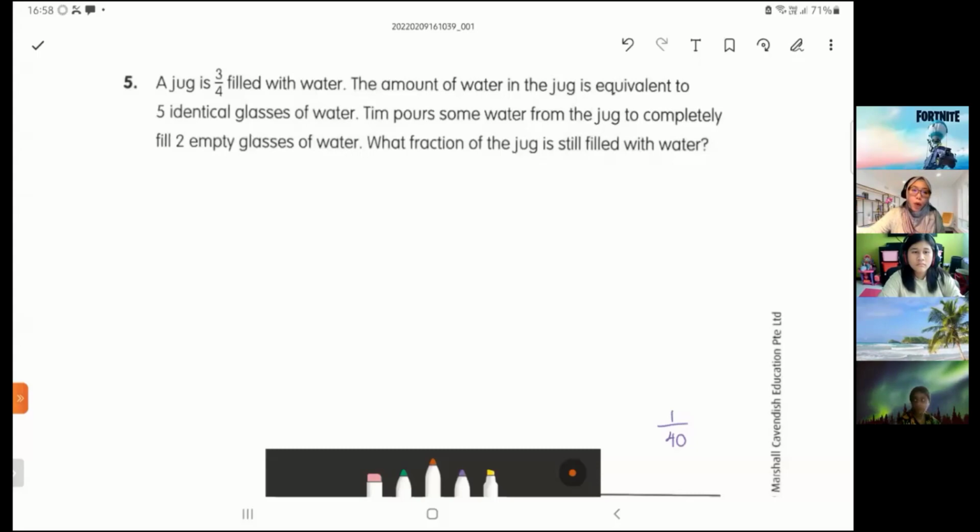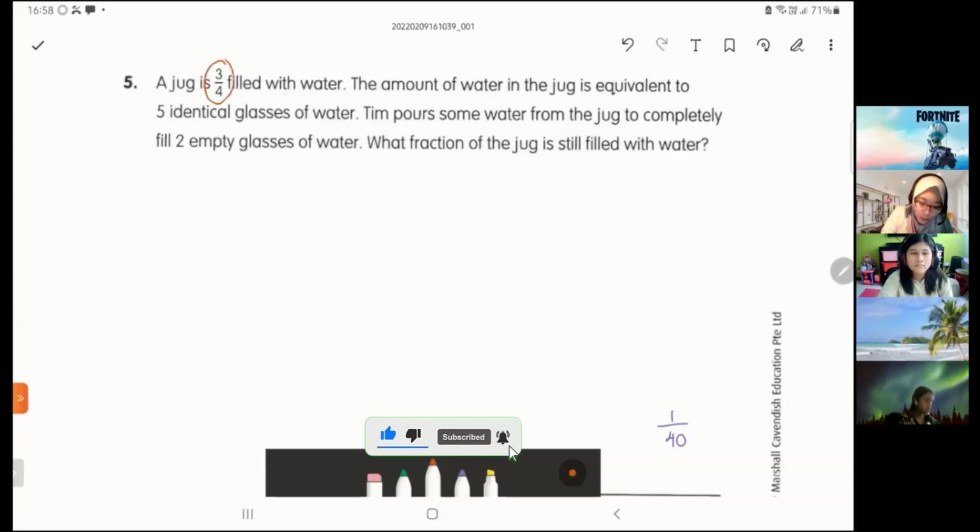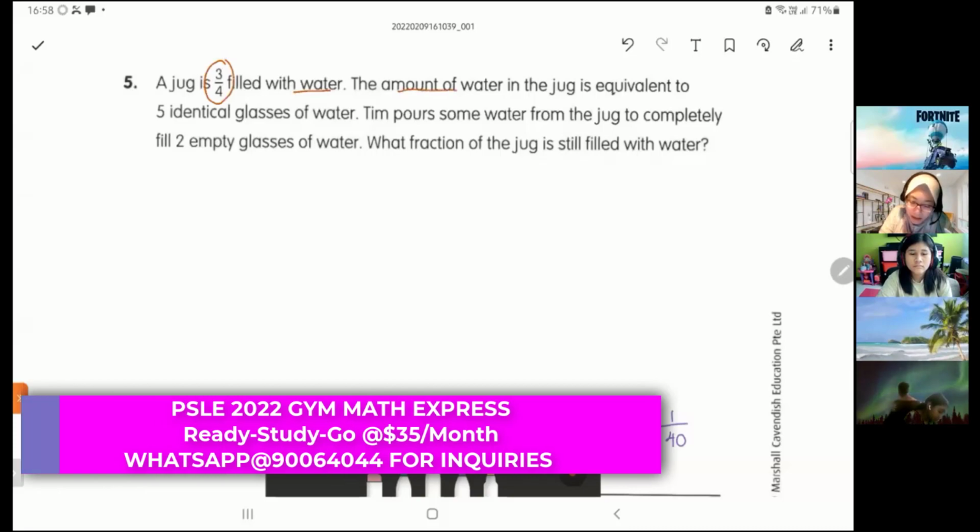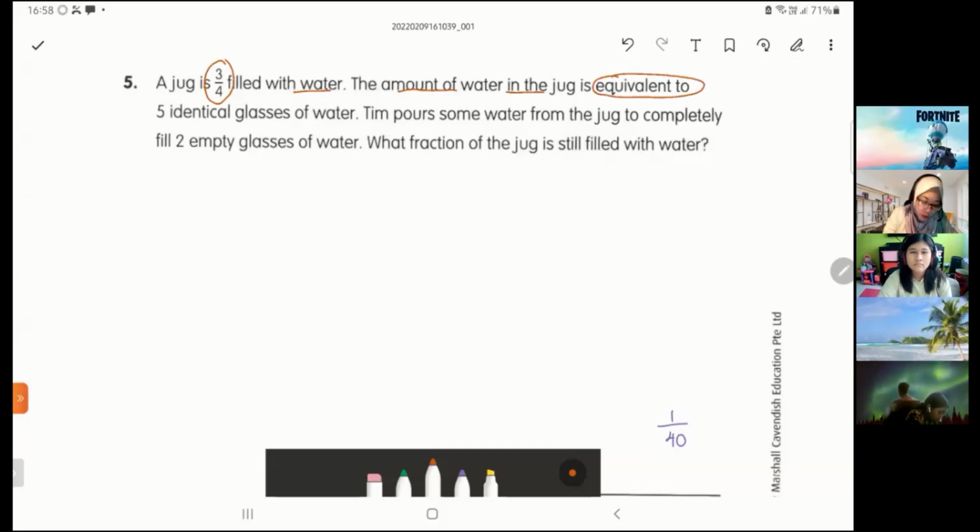A jug is 3/4 filled with water. The amount of water in the jug is equivalent to, meaning the same or equal to, 5 identical glasses of water. Tim pours some water from the jug to completely fill 2 empty glasses. What fraction of the jug is still filled with water? I do not want to find what is not filled with water, but what is still filled with water.